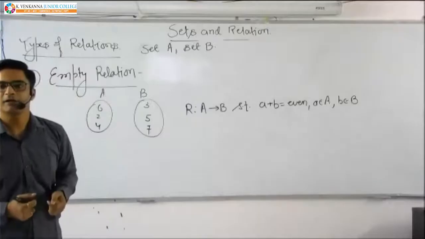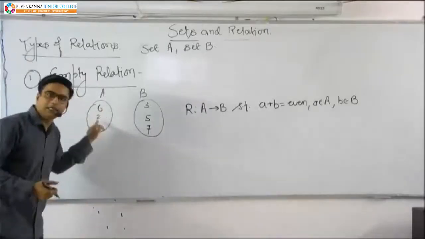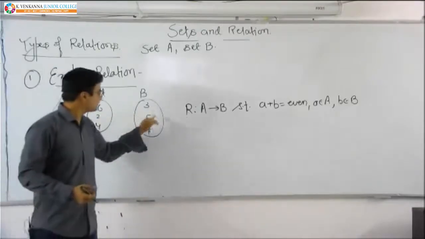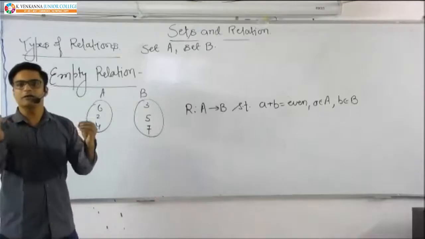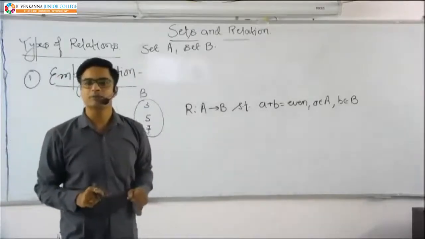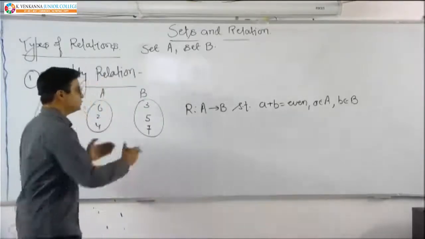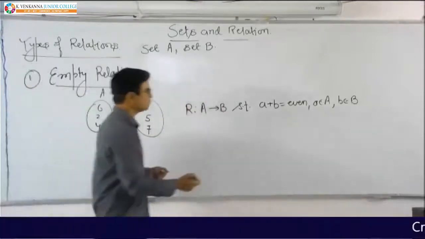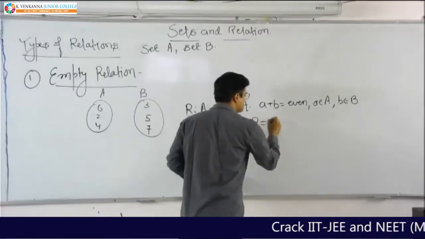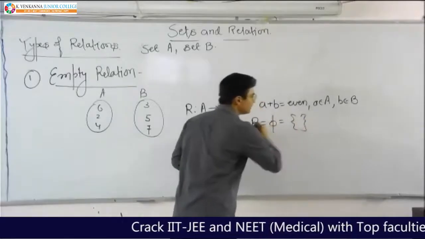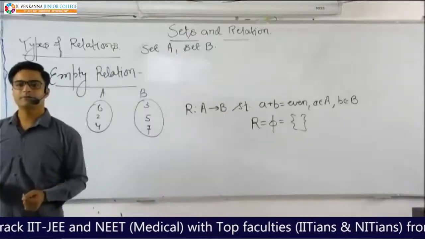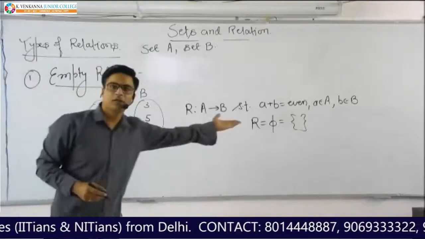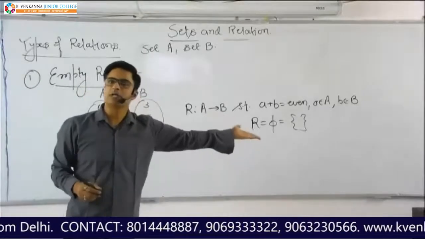No, definitely not. Because there are even numbers like 2, 4, and 6, and 3, 5, 7 are odd. If you add even and odd, you will always get an odd number, right? So you have defined a relation, but there is no element in it. So you can write R equals phi, or simply empty curly brackets. So it is called an empty relation. Why? Because you have defined a relation, but there is no element in it.